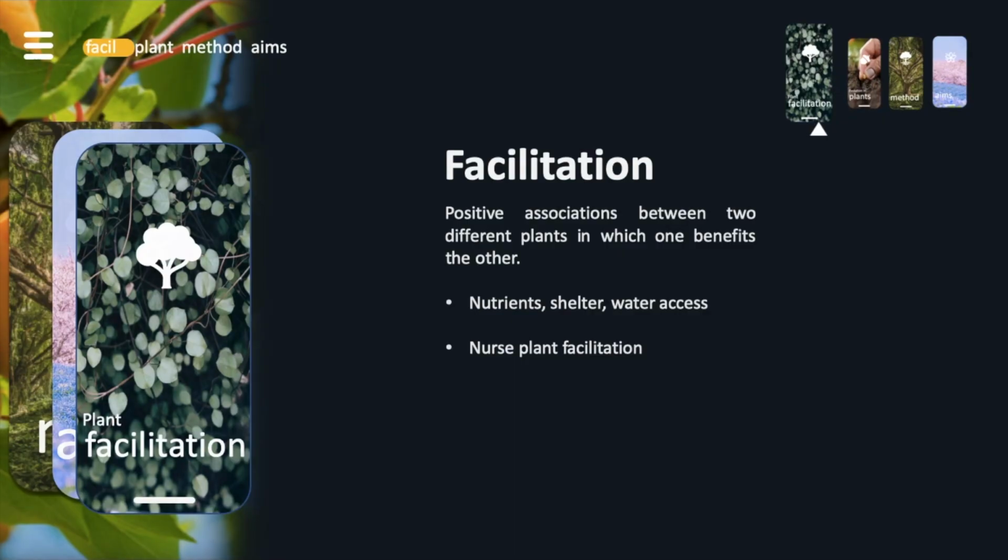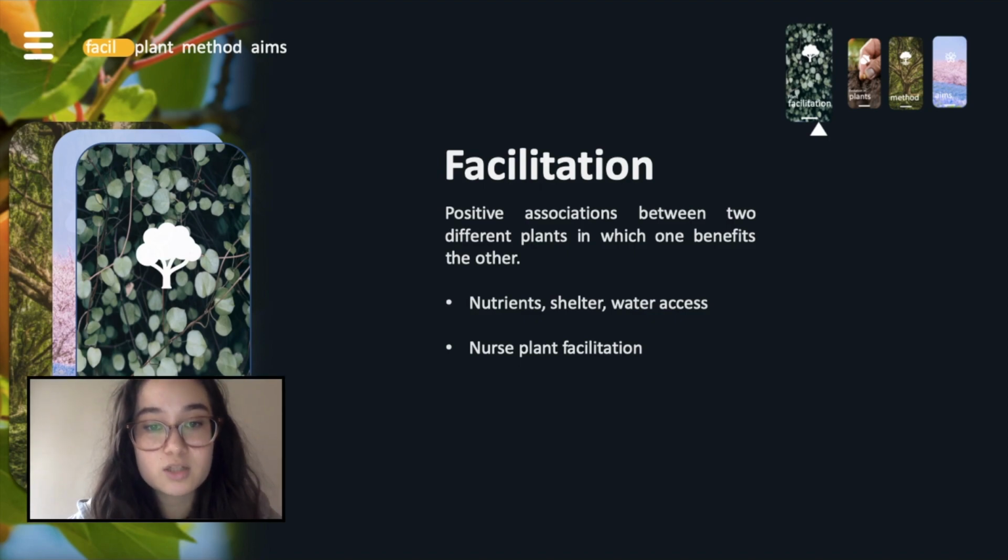Interactions between different plants are often classified in a number of ways, most commonly as either facilitation, competition, or neutral interactions. Plant facilitation is a positive association between two different plants, in which one benefits the other in many ways, providing nutrients through the soil, shade and shelter, and often a greater access to water, all of which acts to enhance the fitness of the beneficiary plant.